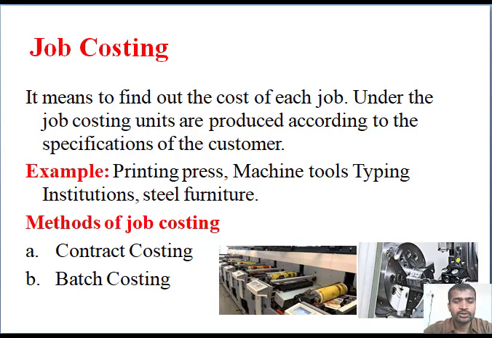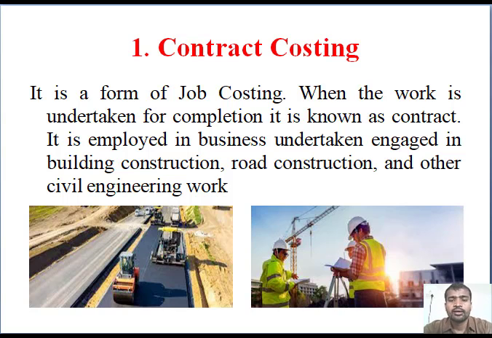This method of job costing is further classified into two ways. Number 1, contract costing. Number 2, batch costing. Firstly, contract costing. Contract costing is a form of job costing. When the work is undertaken for completion, it is known as a contract. It is employed in businesses engaged in building construction, road construction, tunnels, and other civil engineering works.